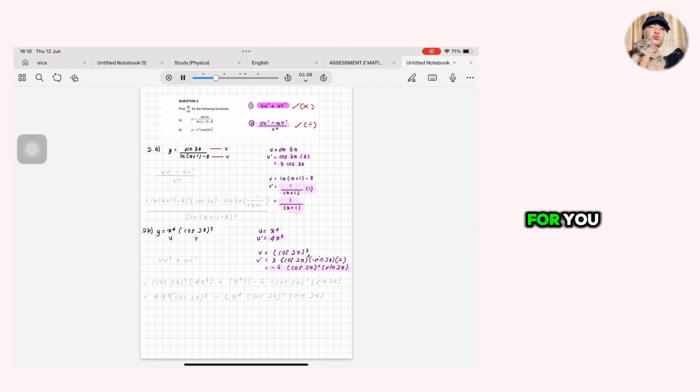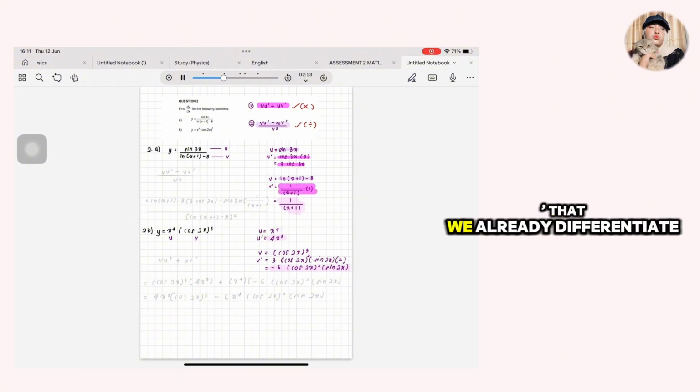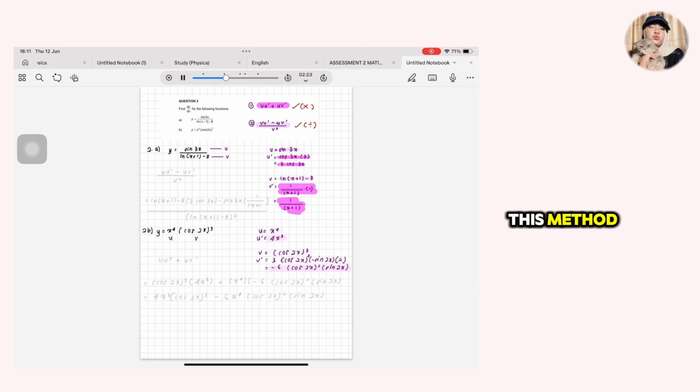To differentiate u, we know that u is this. So we need to find u prime. We differentiate this and we get this. We do the same for v. This is the original v and this is v prime that we already differentiated, and this is the answer. So we need to convert all of this into this method.